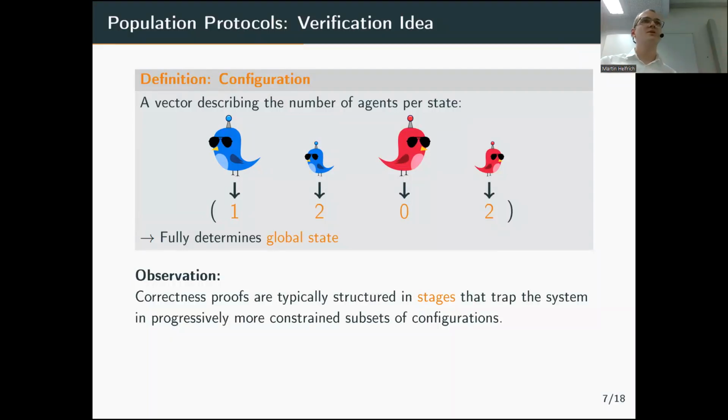So if you know this, then you can have an observation, because in a lot of papers, there are proofs that prove that some population protocol is correct. And these proofs typically have a certain structure, right? They're typically structured in phases or stages, we call them, where the system becomes more and more restrained, right? More and more configurations become unreachable. And this structure is exactly what we try to capture with the stage graph object. It's a formal object that helps us to prove that a population protocol is correct.